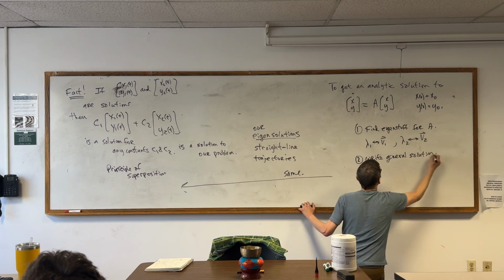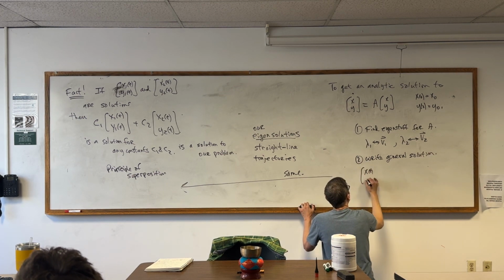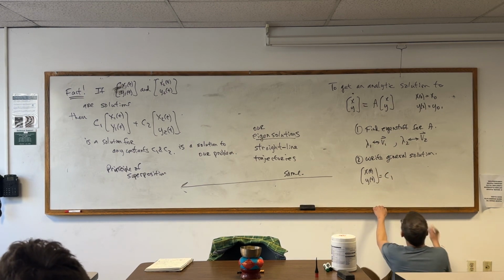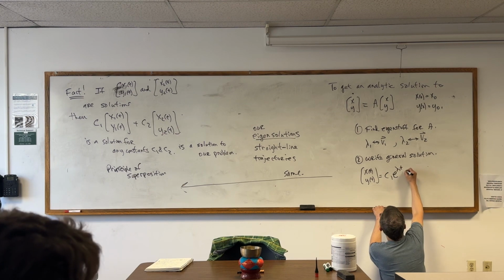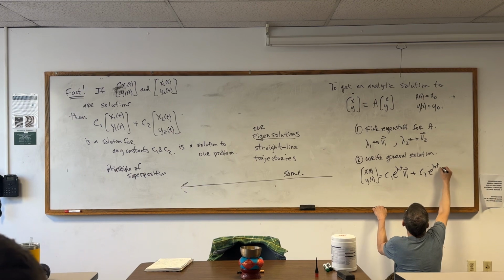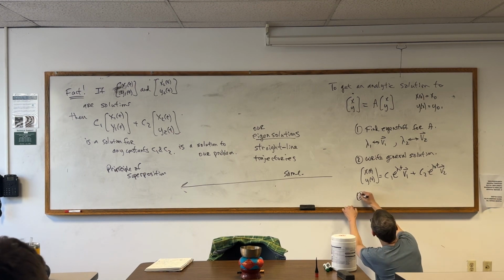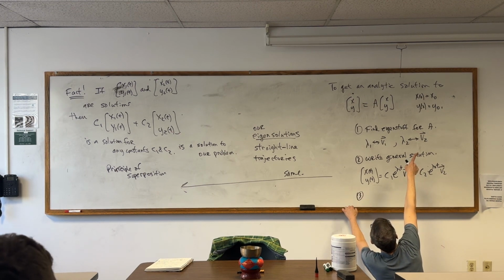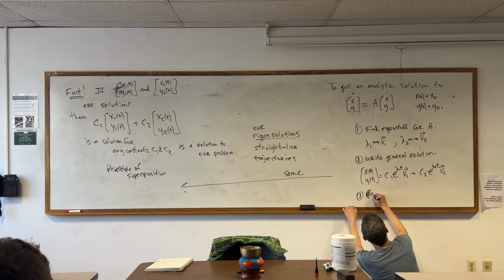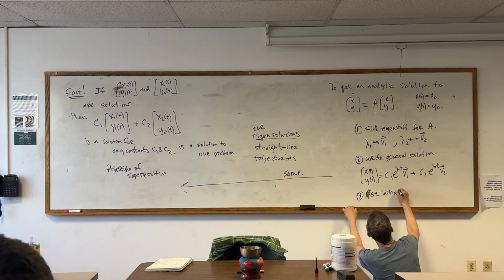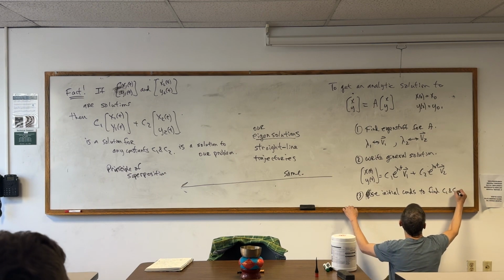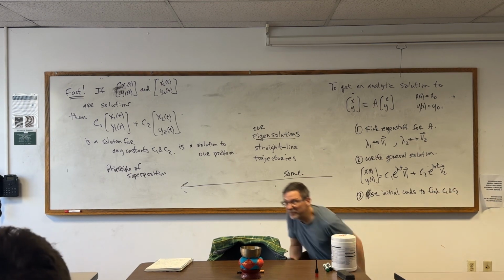And the general solution is going to look like this. (x(t), y(t)) equals C1 times e to the lambda 1 t v1 plus C2 e to the lambda 2 t v2. Step three is find C1 and C2 to make the initial conditions true. Use the initial conditions to find C1 and C2. So let's knock out that problem and call it a day.